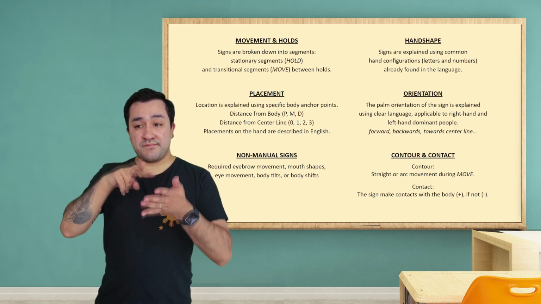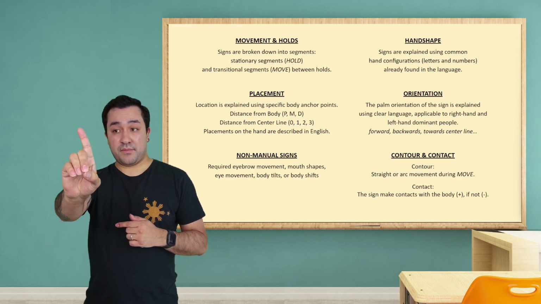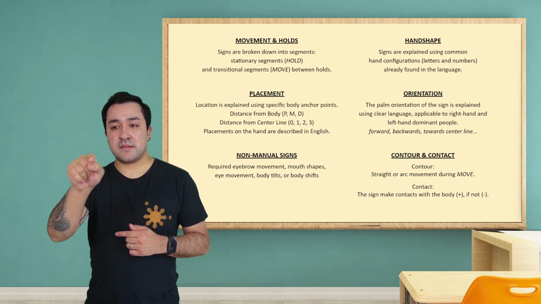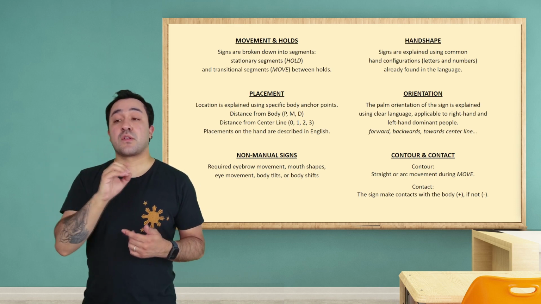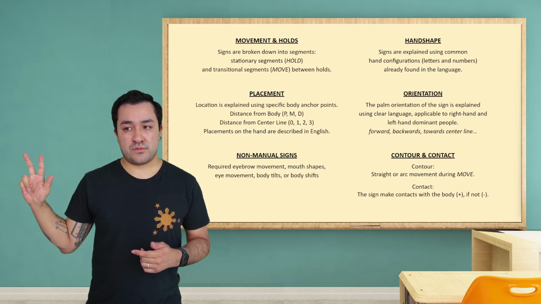If the sign is produced on the other hand, describe in English. Proximal or P means the sign is produced near the body. Distant or D means the sign is produced near or at arm's length away. Mid or M means the sign is produced between proximal and distant.